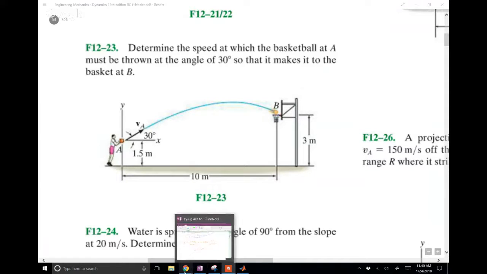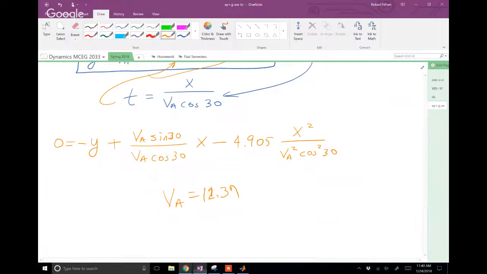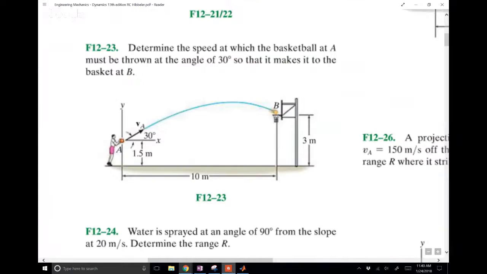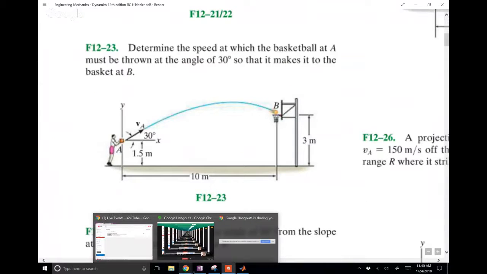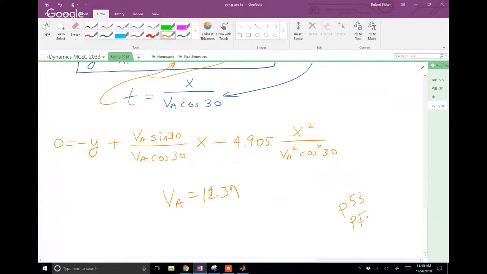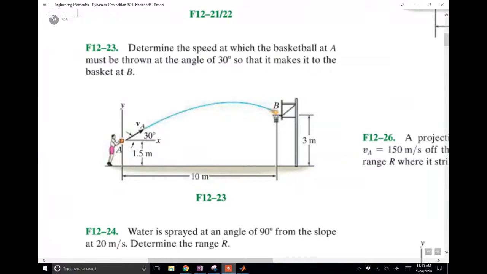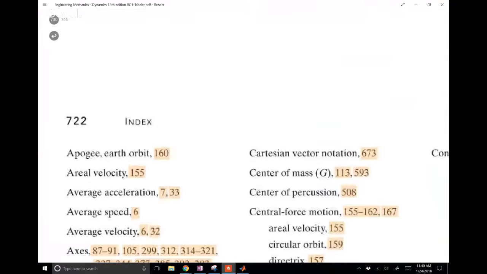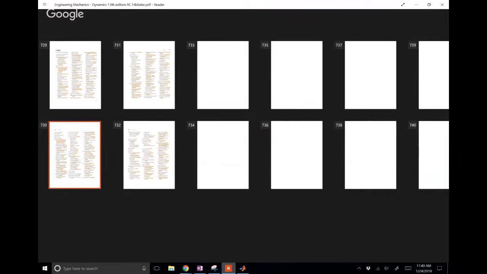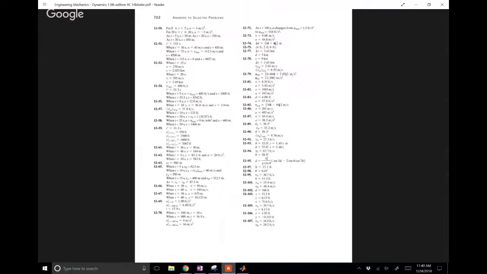This is, okay, where's mine? So I'm on page 53 in problem F1223. Can y'all remember that number? Okay, so let's guess 730. Yeah, close. See if I can run back. Okay.